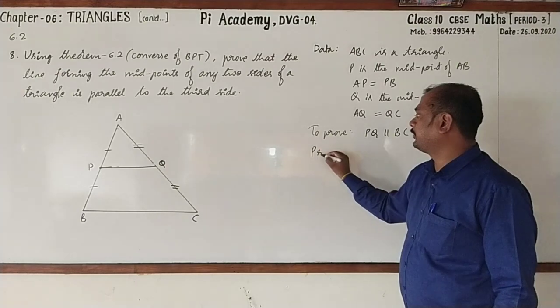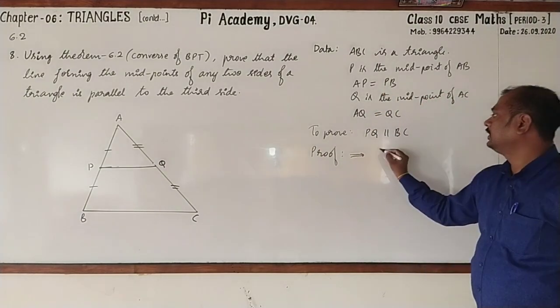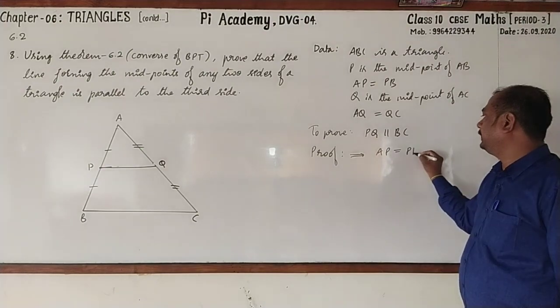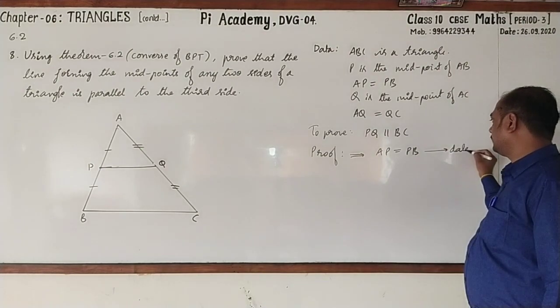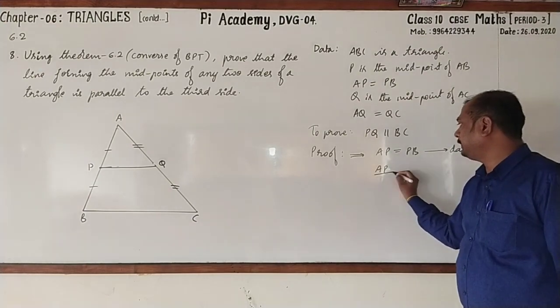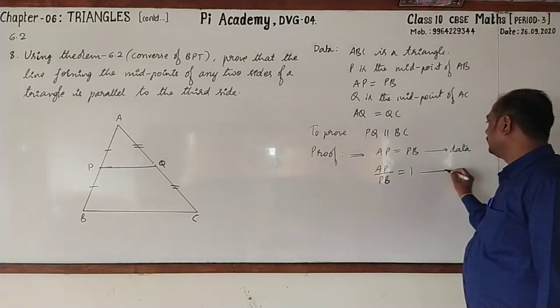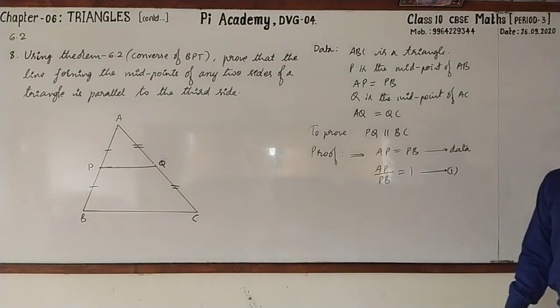Next, let's go for proof. I'll take the given statement. What is that? AP is equal to PB. It is from data, right? Take PB to the denominator. AP by PB. What will be in RHS? 1. You may call this as statement 1.